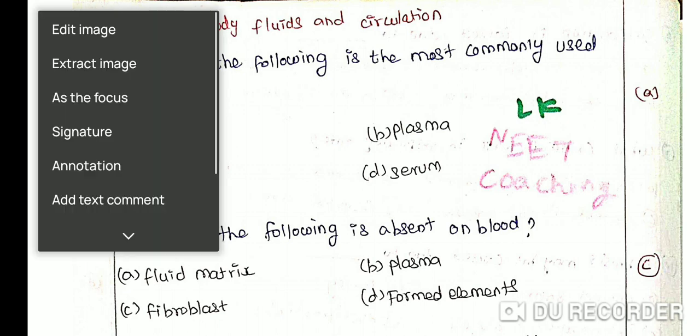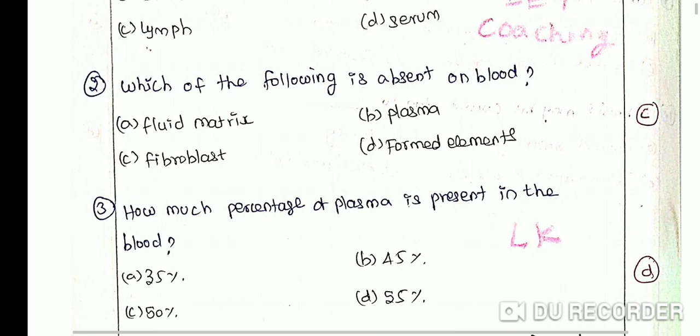Which of the following is absent in blood? Option A fluid matrix, option B plasma, option C fibroblast, option D formed elements. The correct answer is option C fibroblast. Fibroblasts are special cells which are responsible for the formation of fibers in the areolar tissue, which is a type of connective tissue. Blood is a special type of connective tissue which consists of fluid matrix, plasma and formed elements.